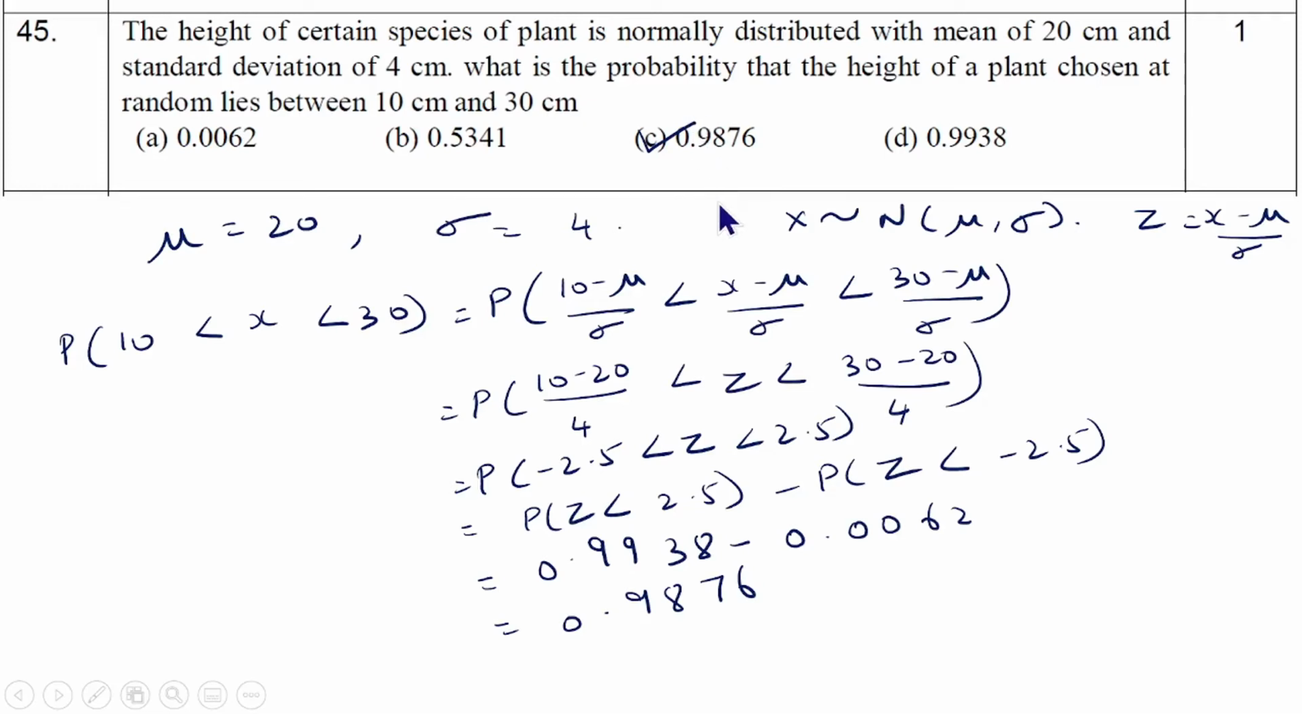0.9876. So based on the information which is given, we found the z-score for 10 and 30, and using that, probability of 10 less than x less than 30 will be probability of minus 2.5 less than z less than 2.5. And so using the z-score table and substituting the values, we will get the answer as 0.9876.